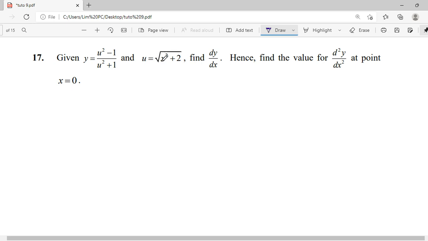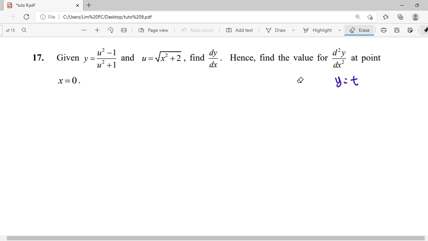So this one seems parametric. You look at it carefully: y is in terms of u, u is in terms of x. Parametric means x in terms of t, y in terms of t. That will be our parametric because we have three variables x, t, and y. So y in terms of a third-party variable, x in terms of a third-party variable. That will be our parametric differentiation.